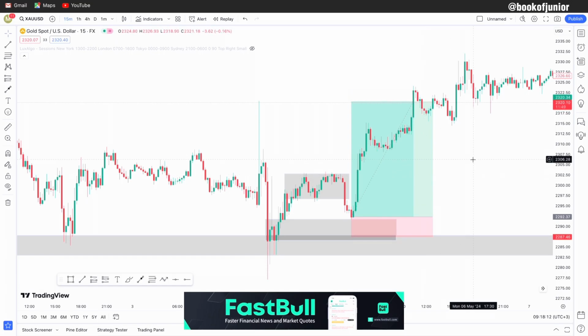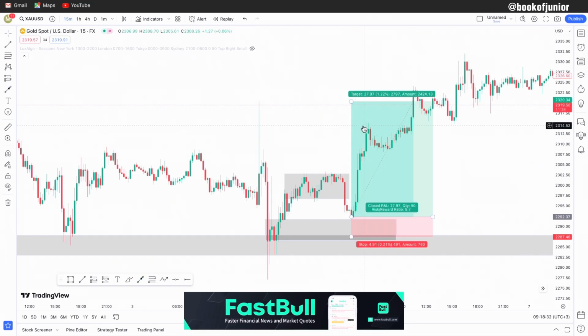Now, I caught this trade, guys, on a smaller time frame. Whenever you're trading gold, I always recommend trading on a smaller time frame, like the 15-minute time frame. You'll have better positions and entries in the forex market. Now, I didn't just catch that one trade. I caught another trade, this one right here.